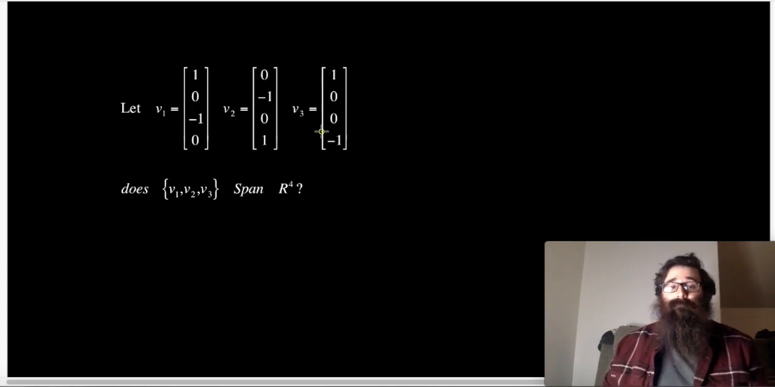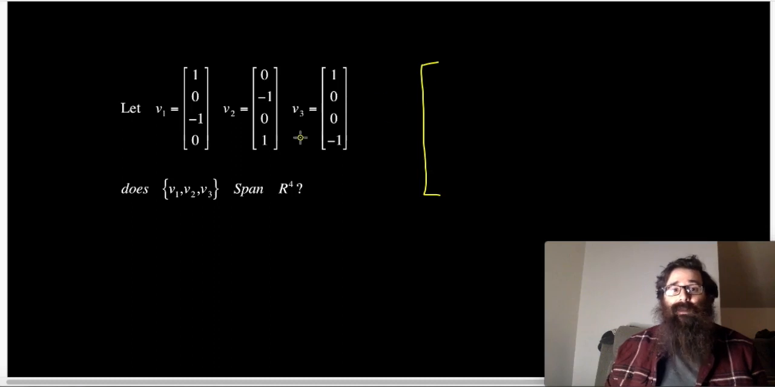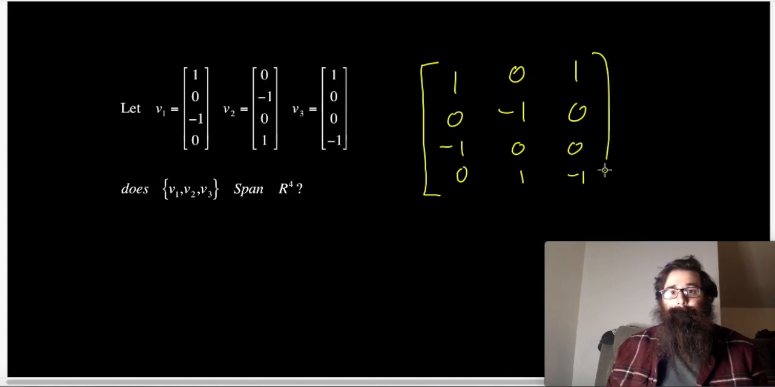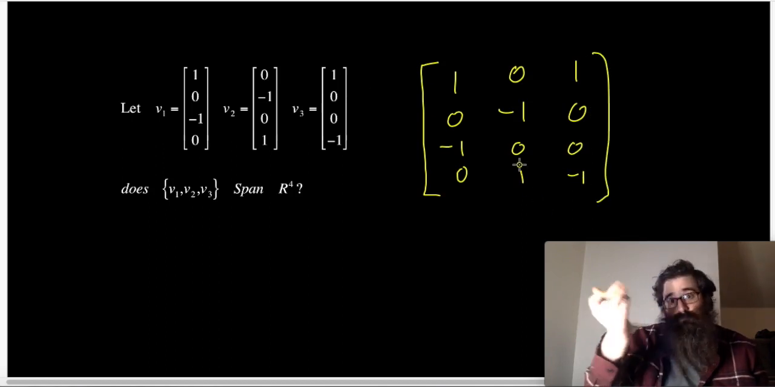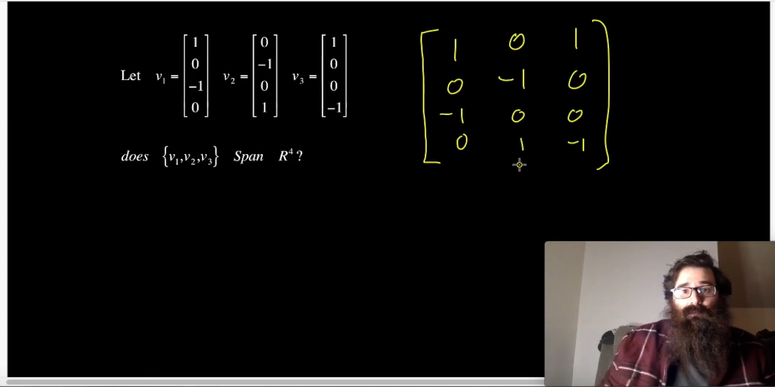So what do I want to do? Well, to answer this question, I want to do what I did before. I want to talk about pivot positions. And so to do that effectively, I want to build a matrix. And I want to take these vectors as columns to build my matrix. So my first column is going to be 1, 0, negative 1, 0. My second column is going to be 0, negative 1, 0, 1. And my third column is going to be 1, 0, 0, negative 1. I want to know what's the deal with the pivots.